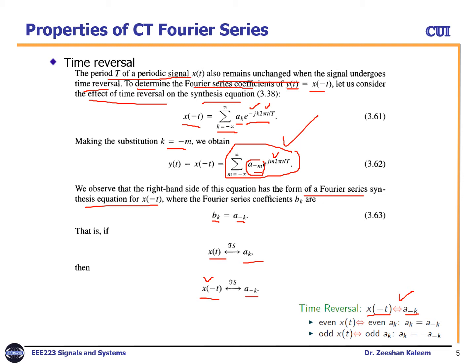Whereas when the signal x(t) is even or odd, there can be two cases. When the signal x(t) is even, then for even a_k, when there is a time reversal, a_k is equivalent to a_(-k). So for the even case, a_k is always equal to a_(-k), so there will be no change. Whereas for the odd case, when you have a time reversal, a_k is equivalent to minus a_(-k). These are the two cases that should be in your mind as well.